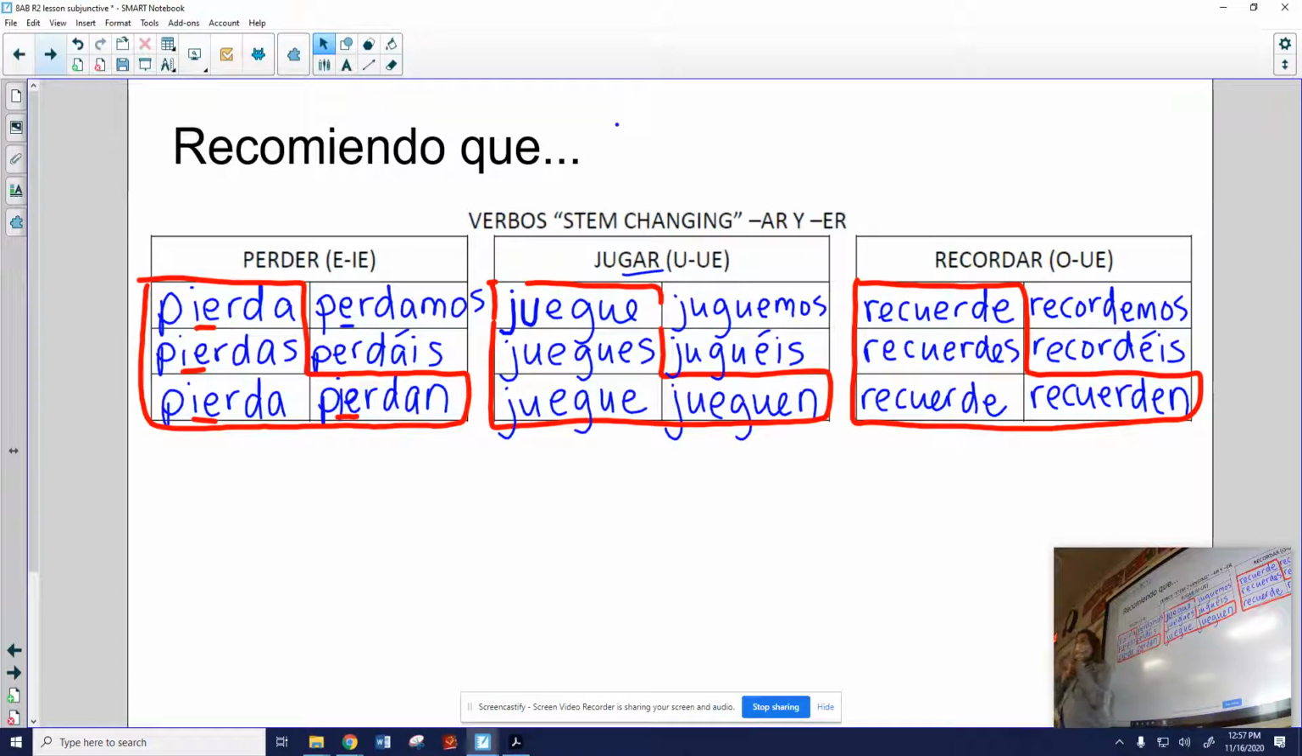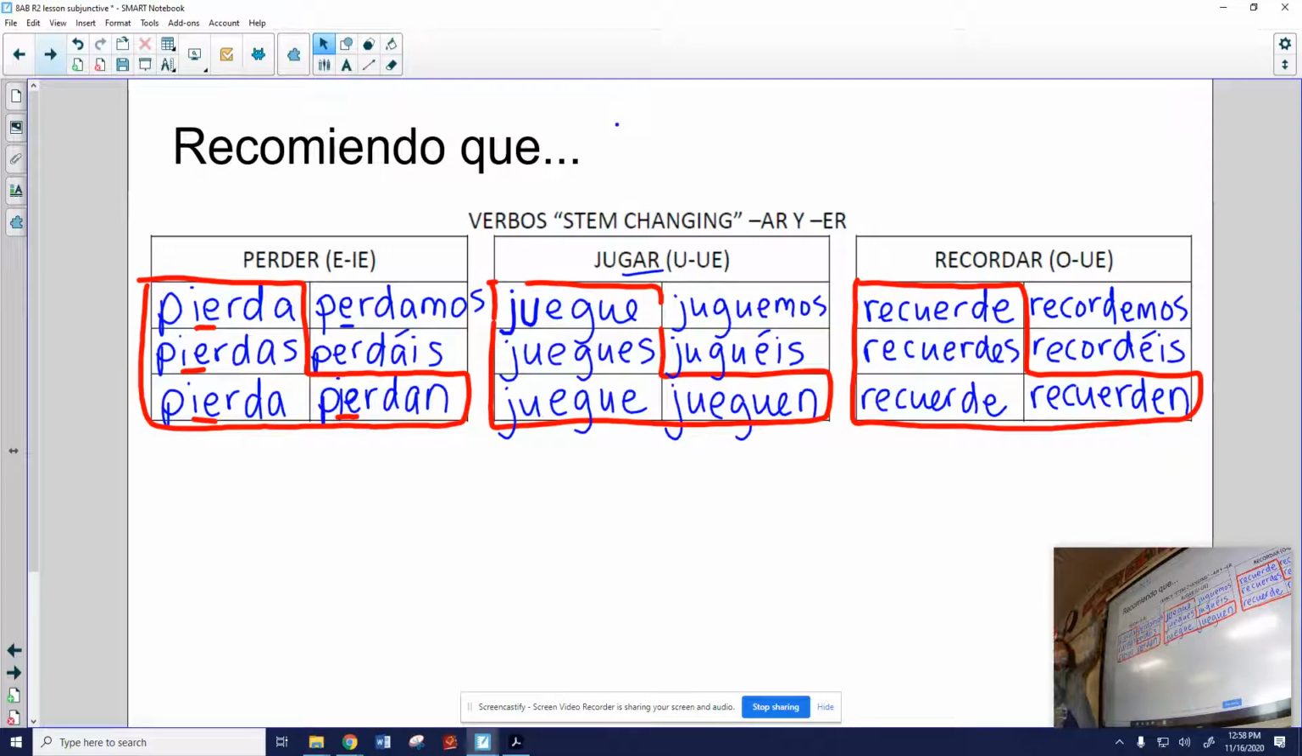Verbs that are AR verbs and ER verbs that have a stem change in the present tense that we learned in Spanish 1 work pretty similarly in the subjunctive mood. There's still a stem change, and they follow the same pattern where the nosotros and vosotros forms do not have a stem change.